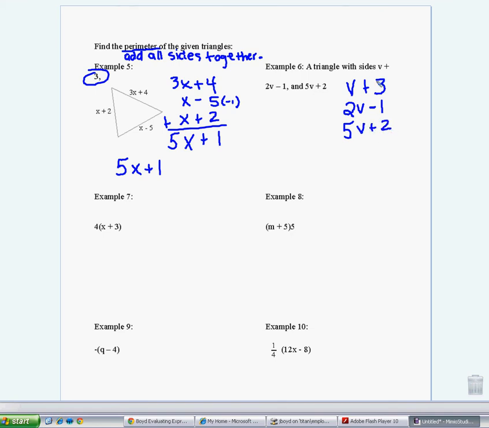Again, I'm lining up my constants together and I'm lining up my variables. So I'm going to add those together. 3 minus 1 gives me 2. 2 plus 2 gives me 4. And that is a positive 4. I have 1v plus 2v is 3v. 3 plus 5 is 8v. I've completed my perimeter of that triangle. That gives me 8v plus 4 as the perimeter. And I did that by adding up all the sides and combining like terms.